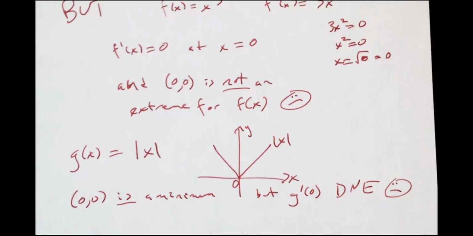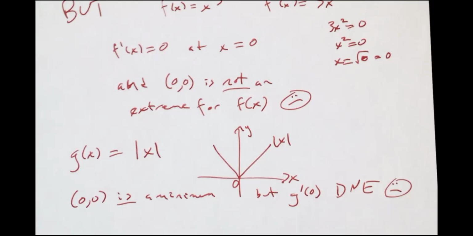So I really have more things I need to worry about when it comes to finding extremes. I need to know where my derivative is zero. I also need to ask, where is my derivative not going to exist? Because it's possible that I could have a minimum or a maximum there as well.